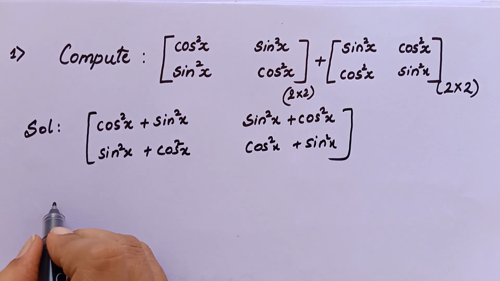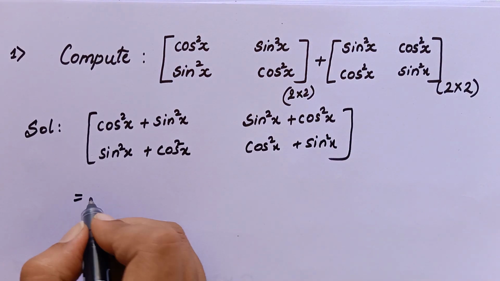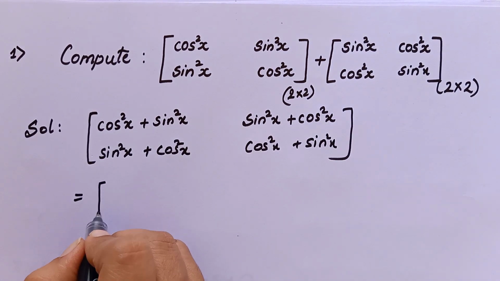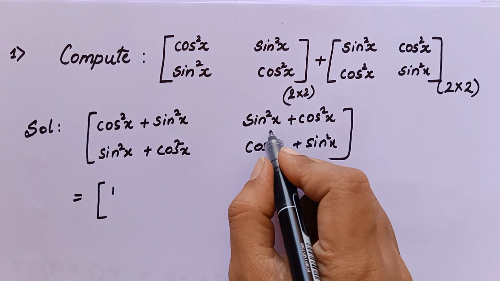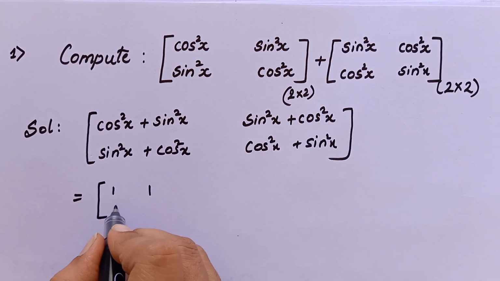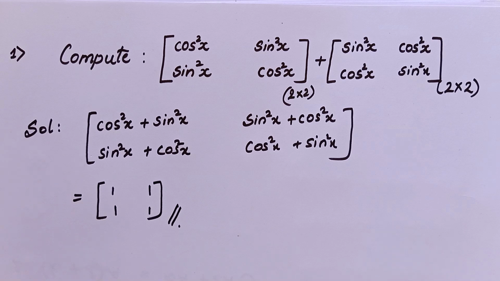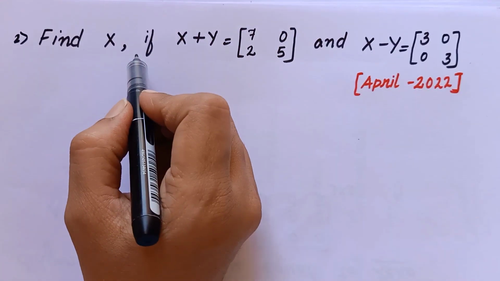Now from the trigonometric identity we have already learned, cos square x plus sin square x equals 1. So you can just substitute those values over here and you will get the solution. That's it. Now we'll solve one more problem.